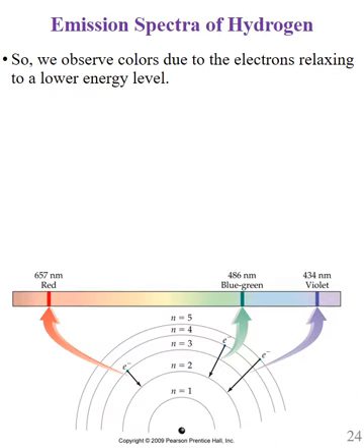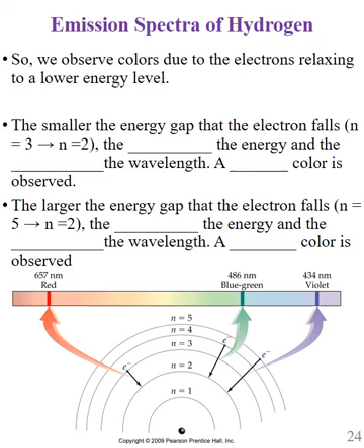Emission spectra of hydrogen. So we observe colors due to the electrons relaxing to a lower energy level. I want you to fill in the gaps here, and you're going to fill them in based off of the figure at the bottom of the slide.